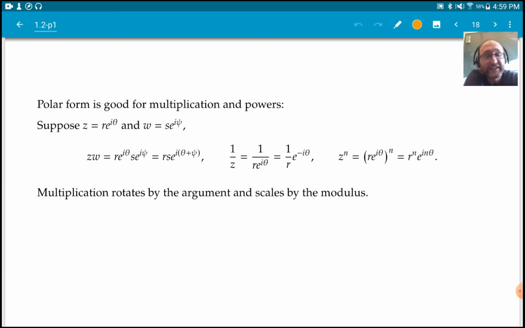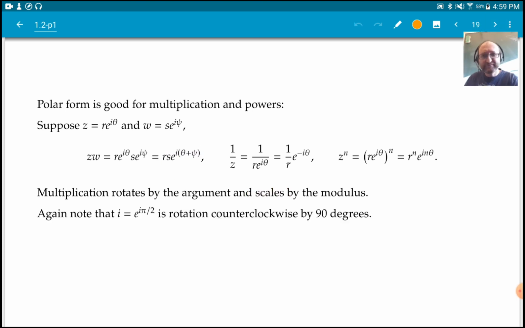So what multiplication does is it rotates by the argument, because it adds the arguments together. So if you have one number, what multiplication by the other number does is it rotates the entire plane. And then it scales, because it multiplies the moduli together. So if you multiply something by a complex number of modulus 2, it blows everything up by 2, making all the distances larger by 2, and then it rotates by the argument. So that's what multiplication is.